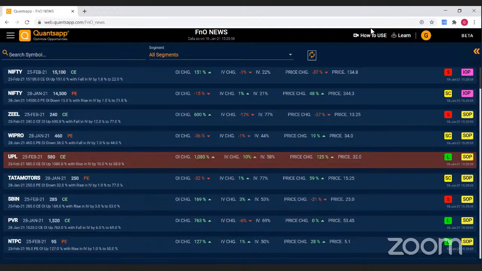So Mr. Parikshit has asked a question: is there any way to get an alert when there is such a high build-up? So, Mr. Parikshit, as of now we don't have any alert for it, but I would really like to take this feedback and take it further, so that we can incorporate such an alert.